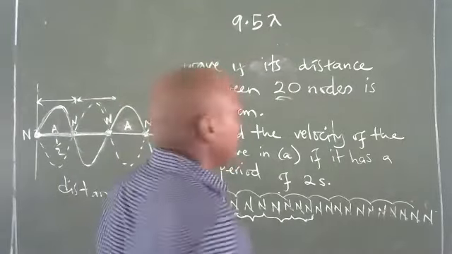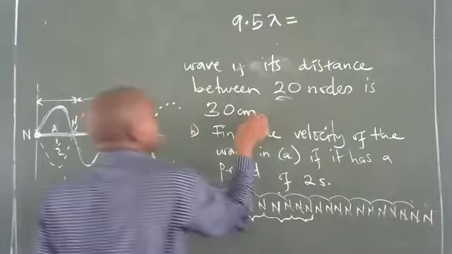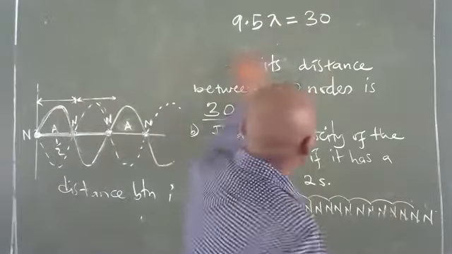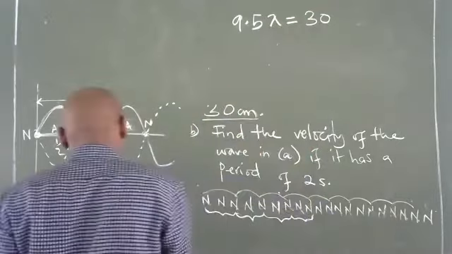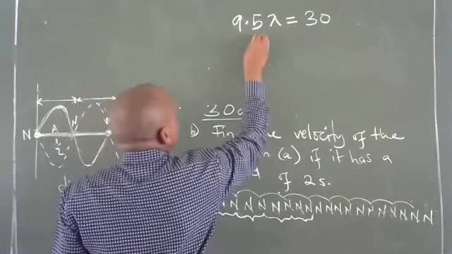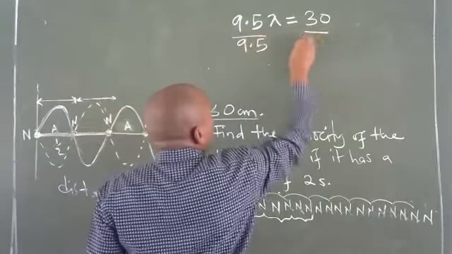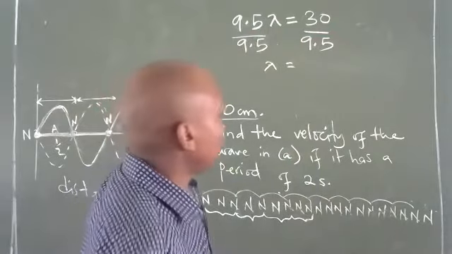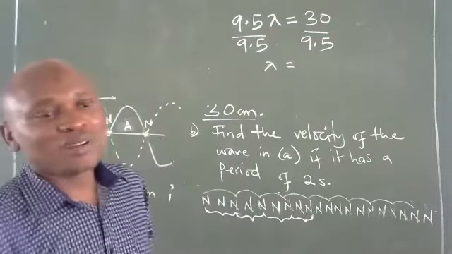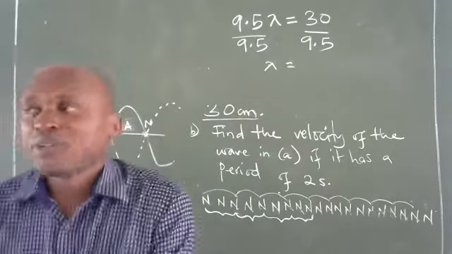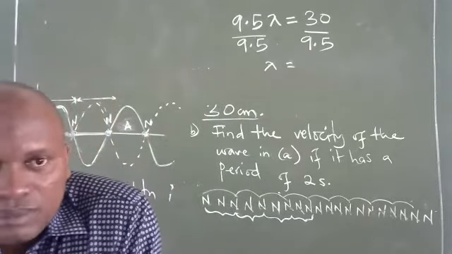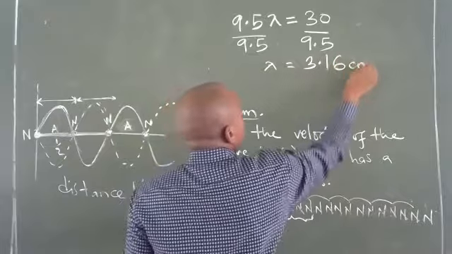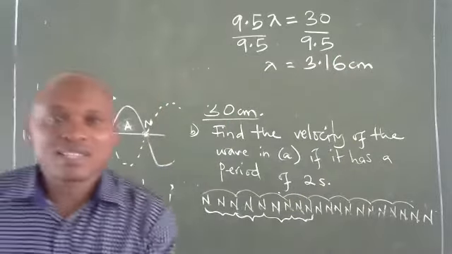And this 9.5 wavelengths is equal to the distance they have told you, 30. I don't know what Master did to get the answer. I didn't get that, I ignored the half. I should not ignore it, it's part of it. So 30 divided by 9.5, what do we get? 3.1. 3.16. 3.16, eh?